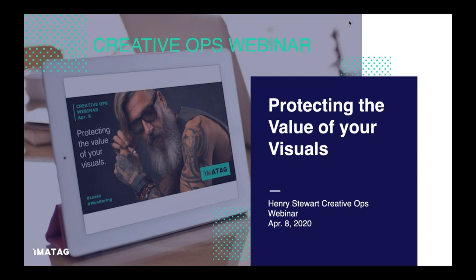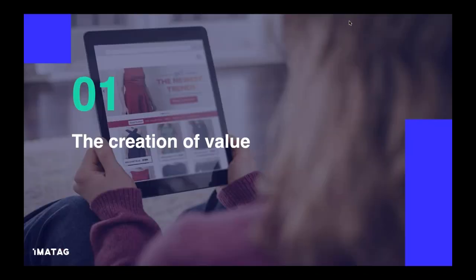We are going to talk about, first, establishing what the value of visuals is, and then explain to you how to protect that value in the simplest and easiest way possible. So the first step is the creation of value. Where does it happen, at what stage?